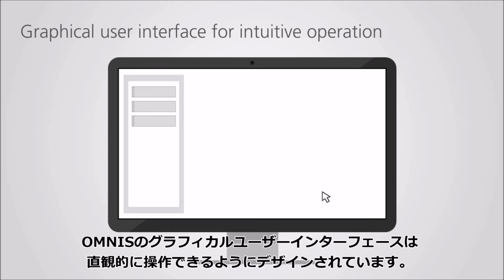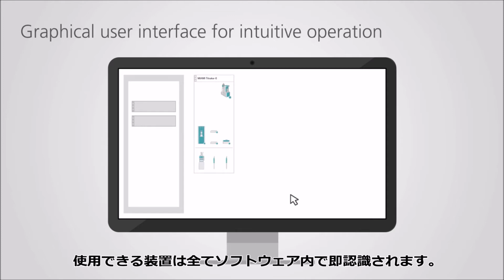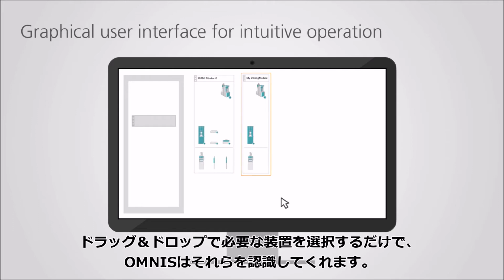The graphical user interface of your OMNIS system is designed for intuitive operation. All available instruments are instantly recognized in the software. Simply select the instruments you need and configure your OMNIS analyzer by drag and drop.